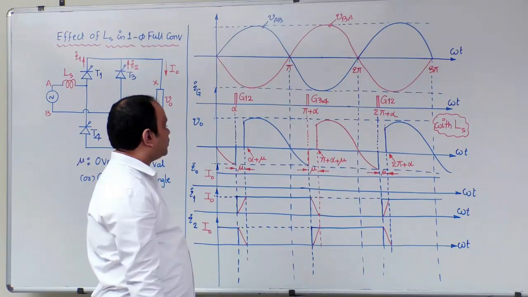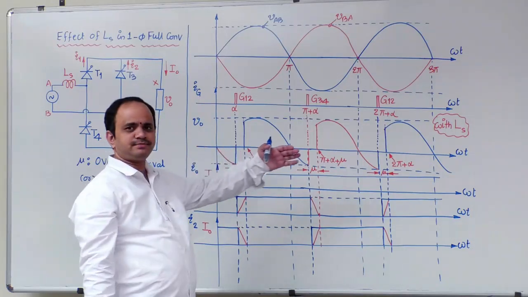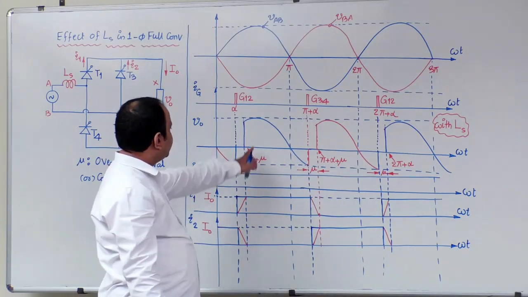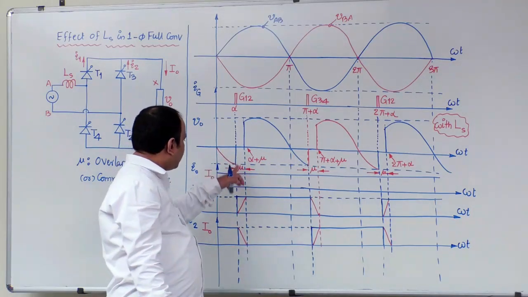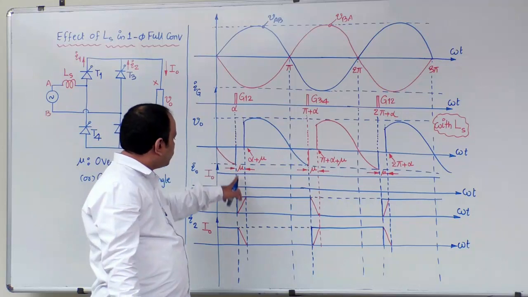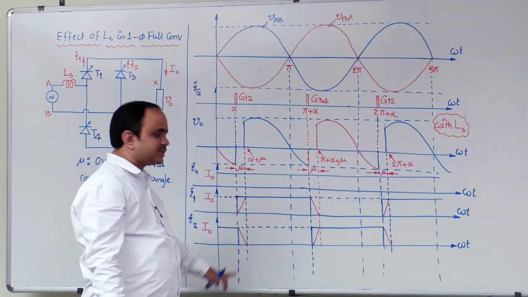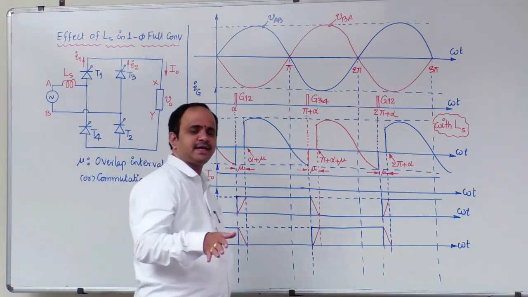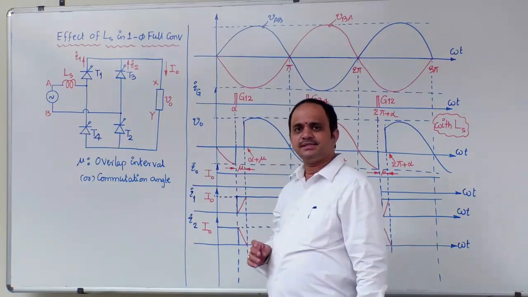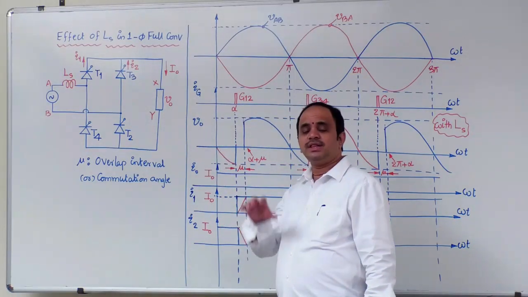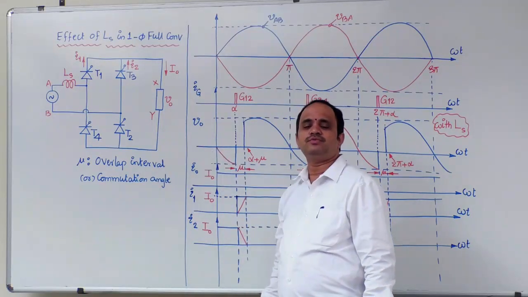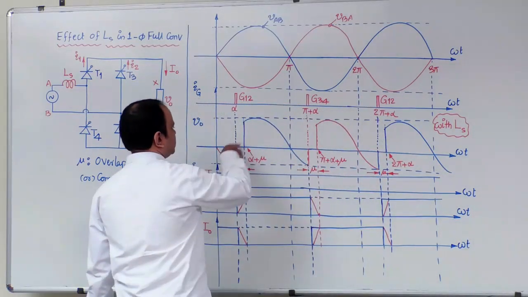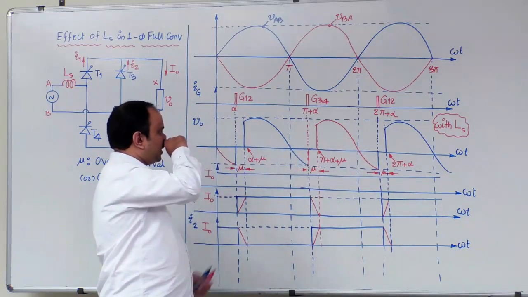If you observe carefully, what is the modification between when LS was not considered and when LS is considered? After considering source inductance, the overlap angle comes into the picture. During the overlap angle, all 4 thyristors are in conduction. Out of that, one pair of devices' current is decreasing and the other pair's current is increasing. Because all the thyristors are in conduction, the output voltage is 0. So the modified waveform of V0 by taking source inductance into account is like this.